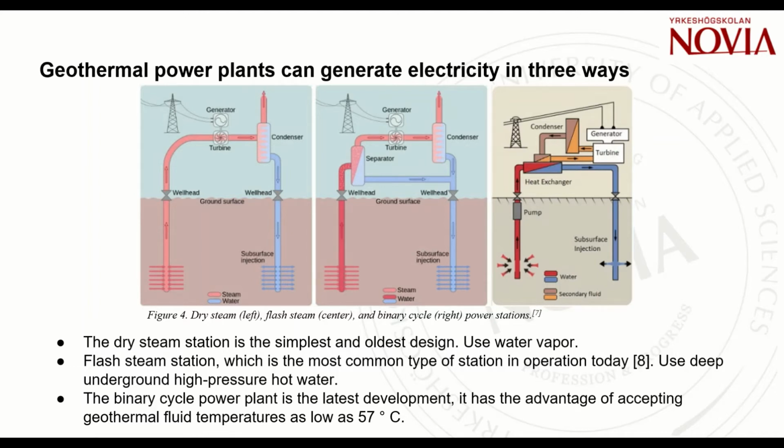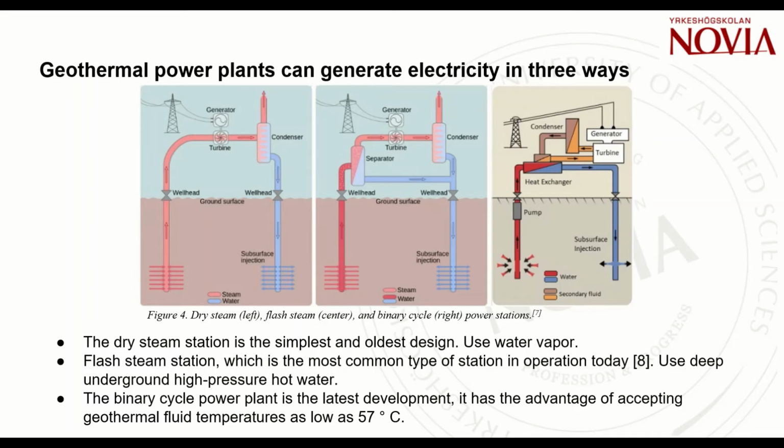The middle is flash steam station. It uses deep underground high-pressure hot water instead of directly using steam. High-pressure hot water is pumped from the underground to the surface. The pressure drops cause the hot water to boil and produce steam. This is the most common station type in operation today.